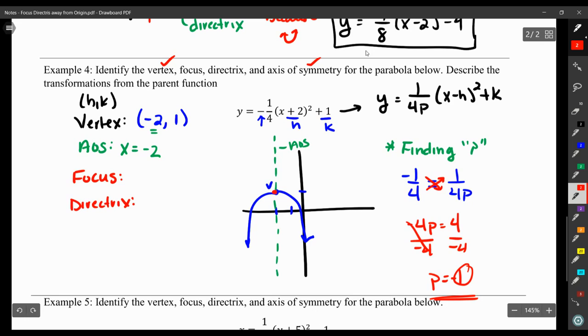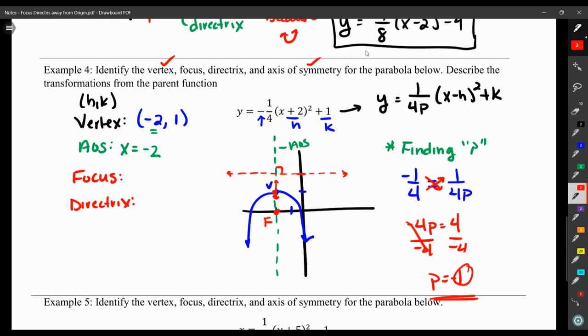So that means from the vertex, my focus is going to be 1 underneath because it has to be inside the parabola. My focus can't be out here. That's not what the definition of a focus is. So if I move 1 unit down, this is where my focus will end up. And also, the directrix is 1 unit in the other direction. So for the directrix, I'm going to move 1 unit up. So this is where my directrix is, here. And it has to be horizontal because they always have to be perpendicular to the axis of symmetry.